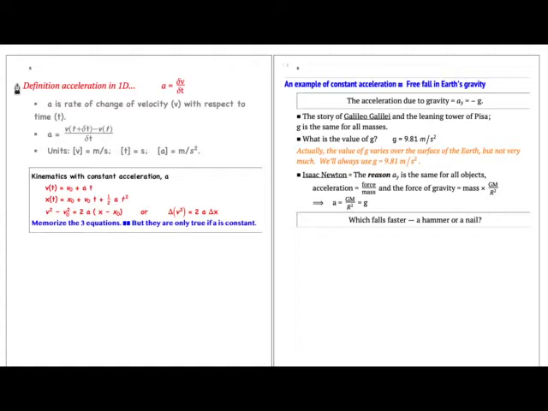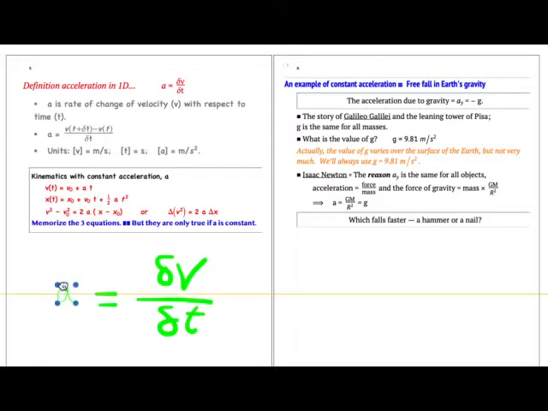Well, we define velocity as the rate of change of position. And now we define acceleration as the rate of change of velocity. So acceleration is equal to delta v over delta t. The change in velocity over a small time interval divided by the time interval gives me the instantaneous acceleration.